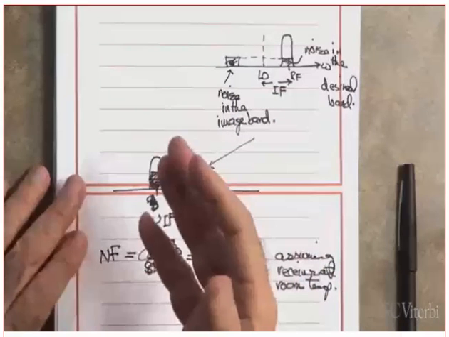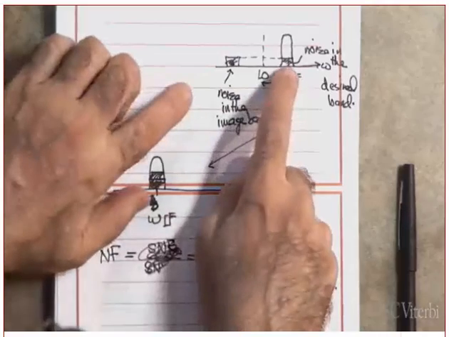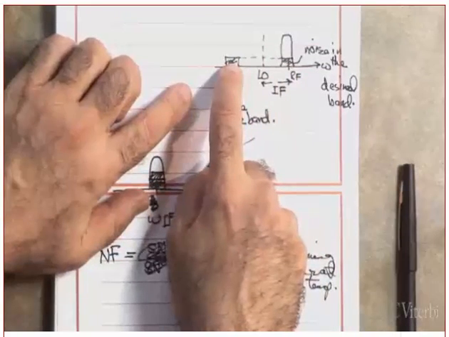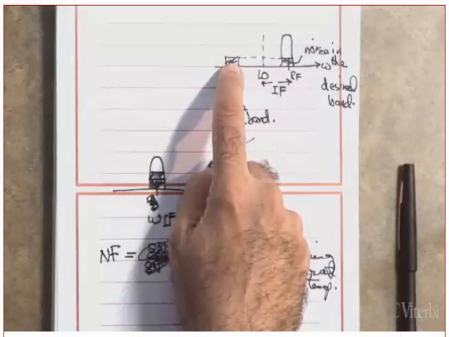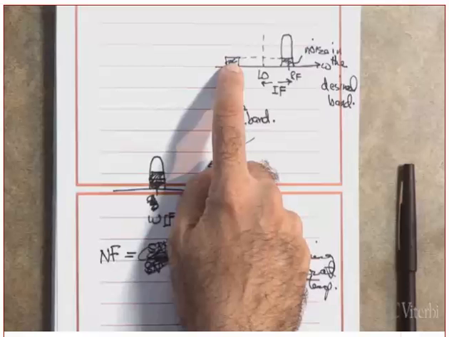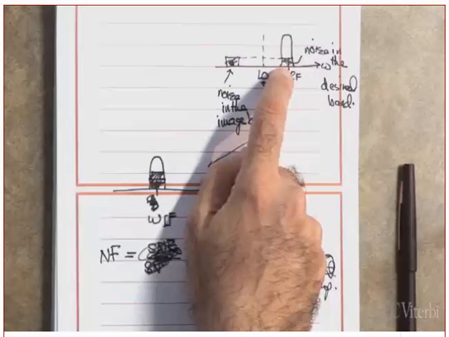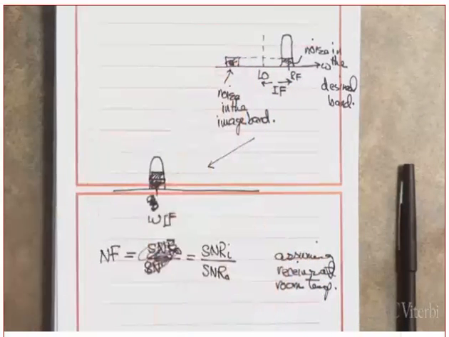What is the total noise if you look at it from the input point of view? The total noise is the noise from here, plus the noise from here, plus the noise that is generated internally by the mixer in this band, plus the noise that is generated internally by the mixer in this band. Are you following me or not?